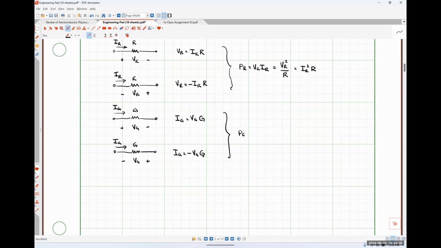So the power absorbed by a conductance is the voltage drop across the conductance multiplied by the current flowing through the conductance. And this is going to look like V squared times G, or I squared divided by G.